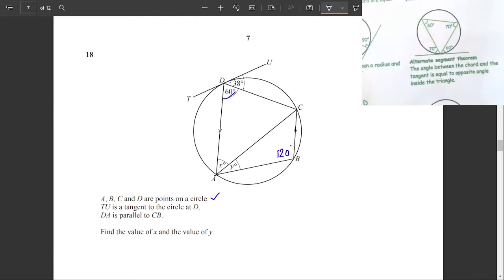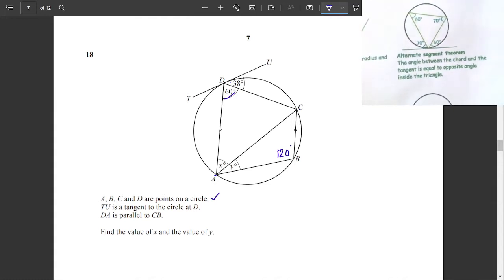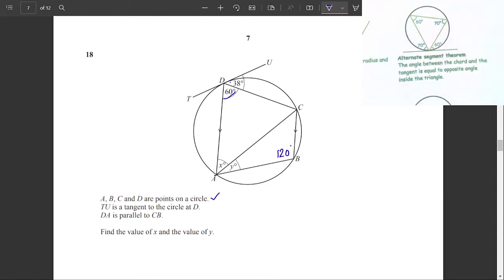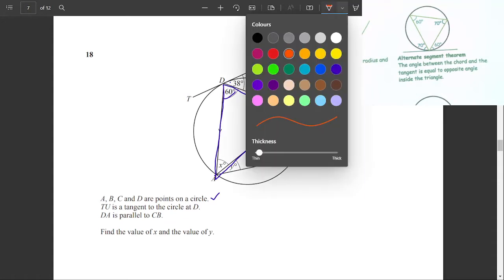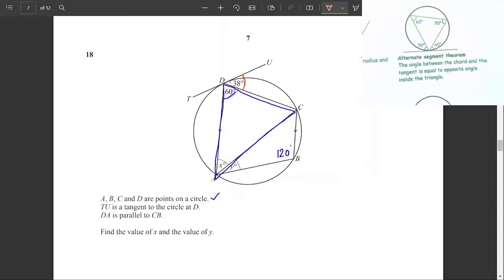What else is there? There's the alternate segment theorem. This one over here, which means the angle between a chord and a tangent is equal to the opposite angle. Right, that's the alternate segment theorem. Okay, so that's 60, that's 60, this is 70, that is 70. So look at this here. We got this triangle. Let me mark it, DACD. So this angle here, 38, will be equal to the opposite interior angle, 38. And that's what we can deduce from that piece of information.